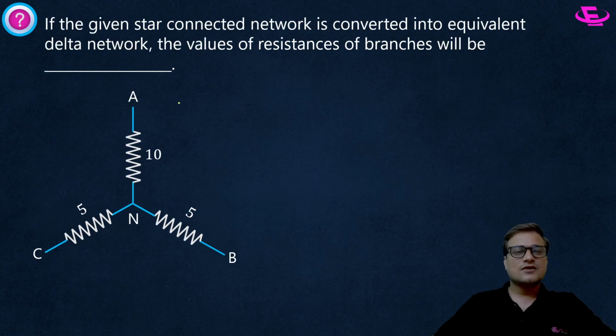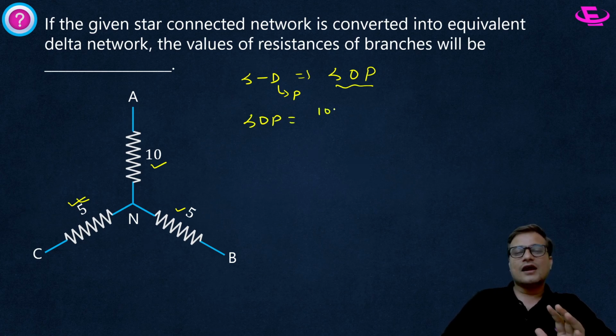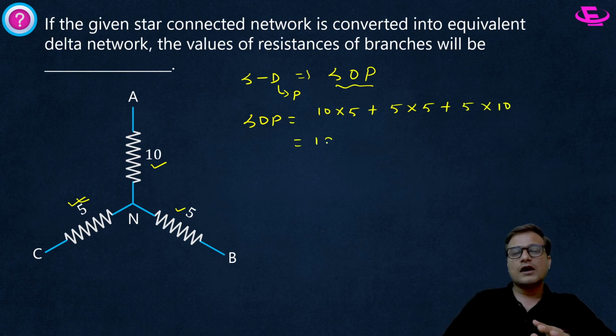Now let us discuss one question. Here the star network is given to you. You have to convert this network into delta and write the values of resistance. So star to delta, that means D can be written as P. So the trick will be SOP, sum of products. Now sum of products will be 10 into 5 plus 5 into 5 plus the third term 5 into 10. That means it will be 125 ohm. This is the sum of products.